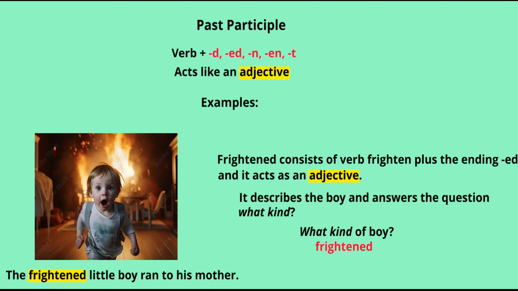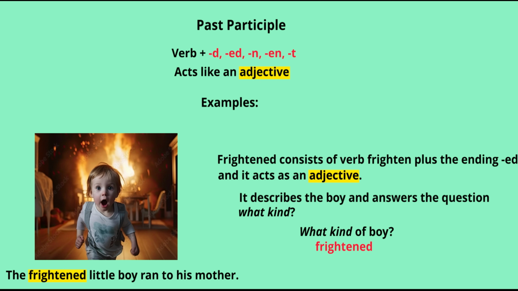Past participle. So, what is a past participle? It's nothing but the verb plus ending in D or ED, ending in N, EN, or T. Basically, for the regular verbs, the ending D or ED works. But for the irregular verbs, N, EN, or T works. And they act as an adjective. Let's take a look at the example.